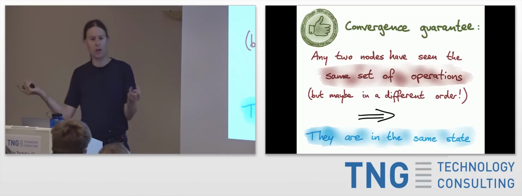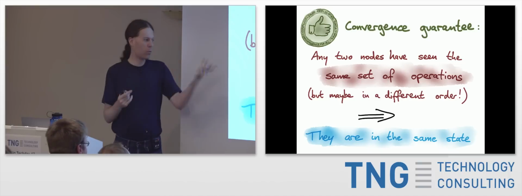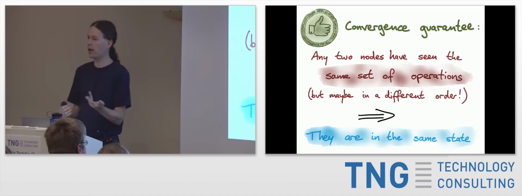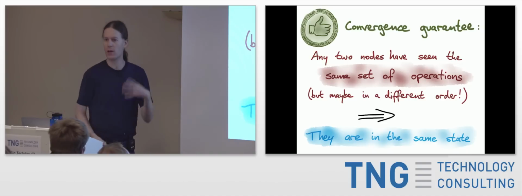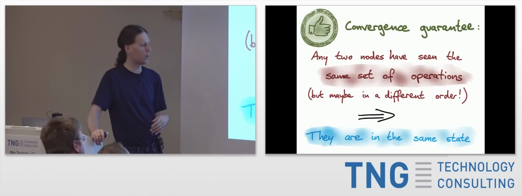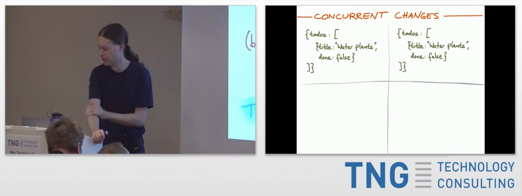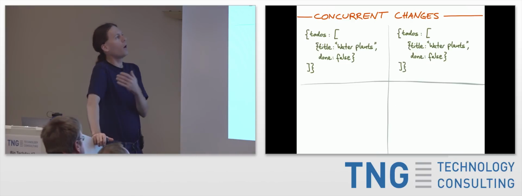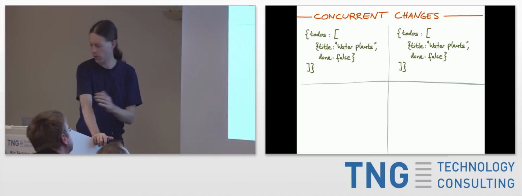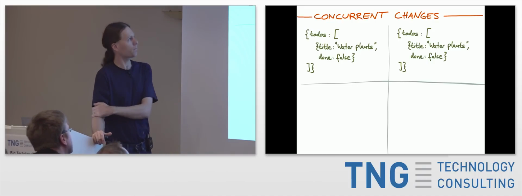So they're applying the changes in the opposite order, but we will nevertheless end up in the same state as long as there's some form of communication that eventually happens here between the users. So this is very nice. Let's look at some examples of how this kind of merging and conflict resolution might look like in practice.